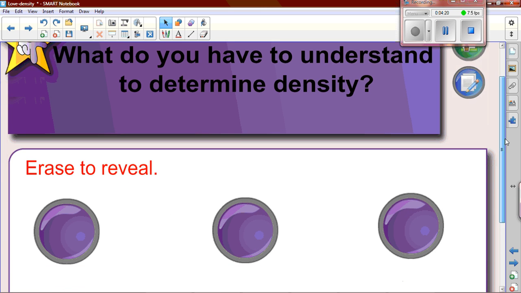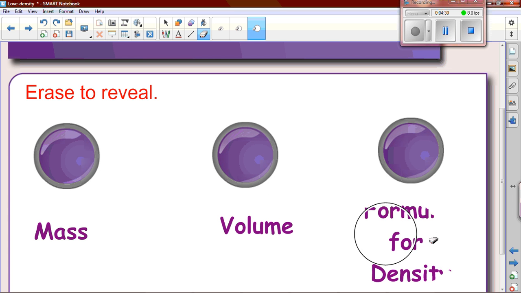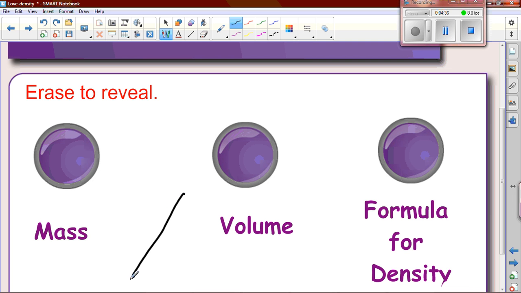Okay, so make sure you're really getting all of this. I'm going to have a little reveal here. What makes up density? Of course, we have mass and volume. And how do you put those two together to get the formula for density? Right, mass divided by volume equals density. Good.